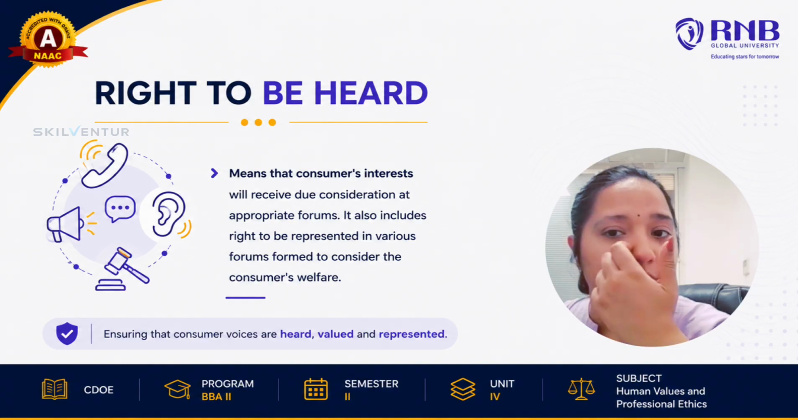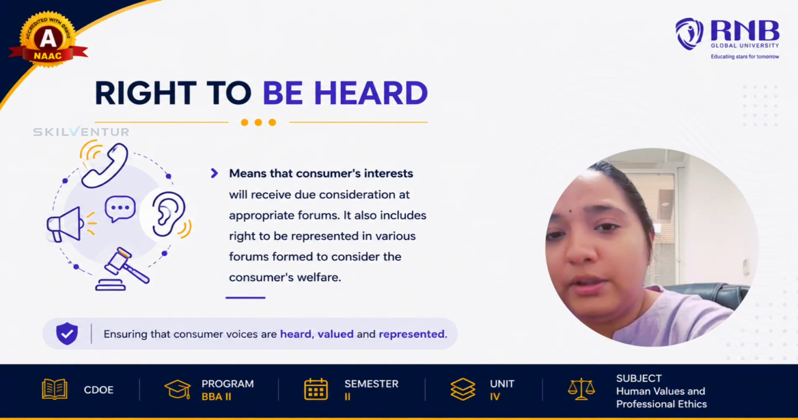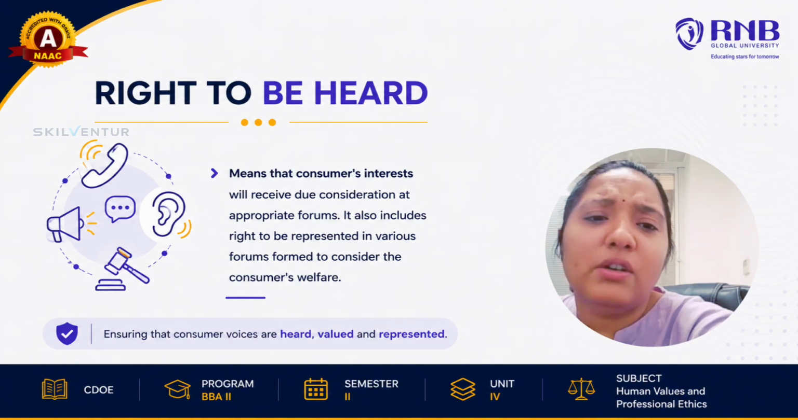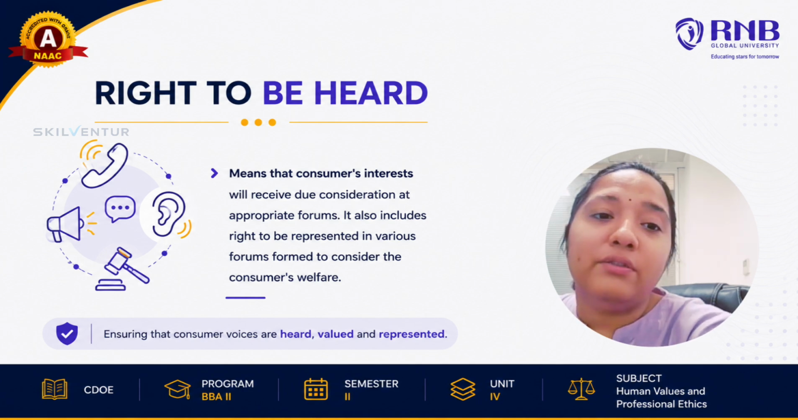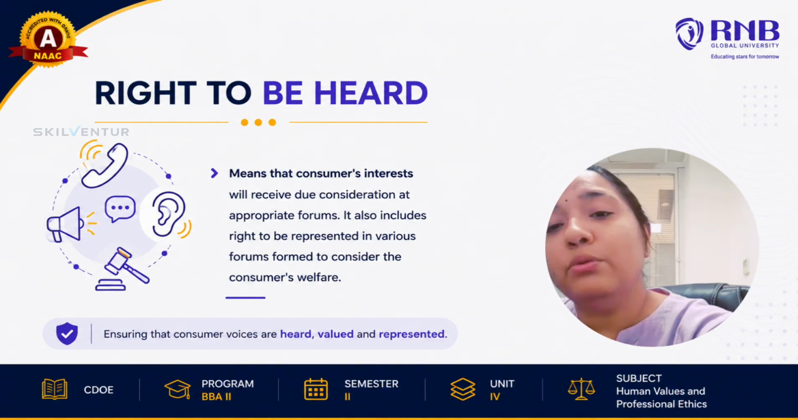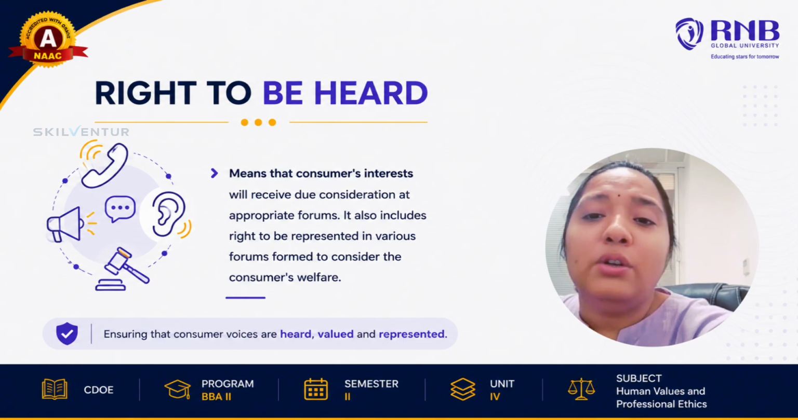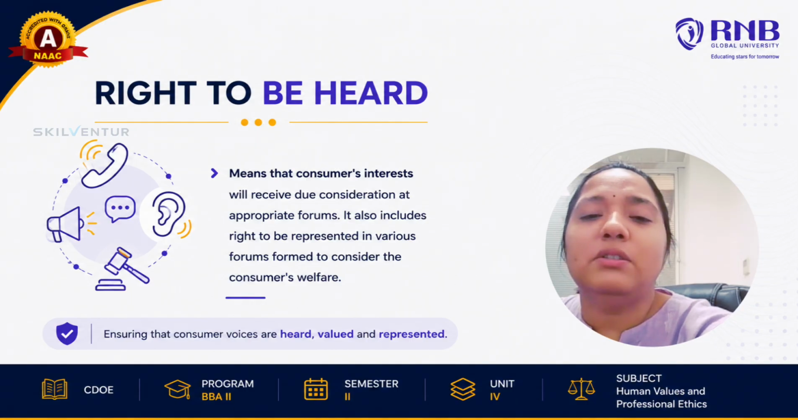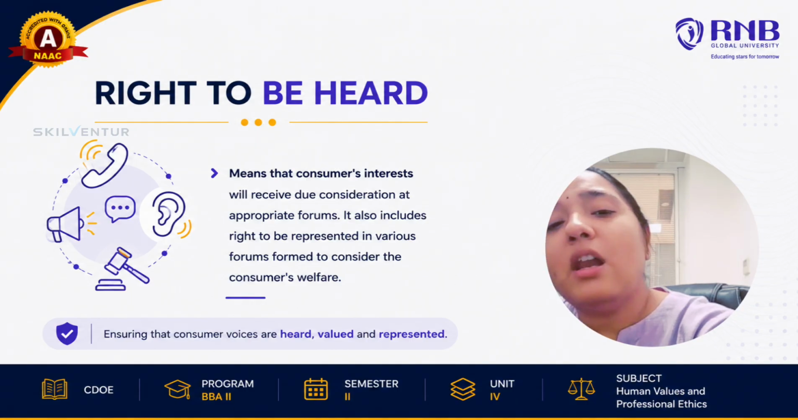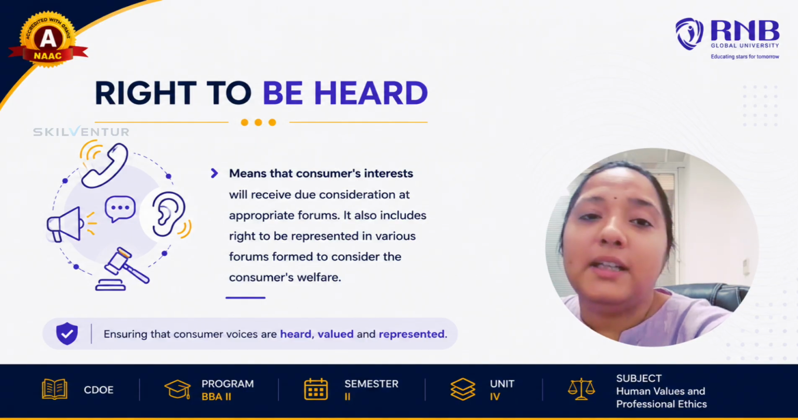So this right also includes opportunities for the consumer to be represented in various forums and committees that work for consumer welfare. In simple words, it means that consumers are not ignored. They have a voice, and that voice must be listened to. This right is very important because it empowers consumers to take action against unfair trade practices like defective goods, poor service, or misleading advertisements, and it allows them to file complaints without fear and expect that their issues will be taken seriously.